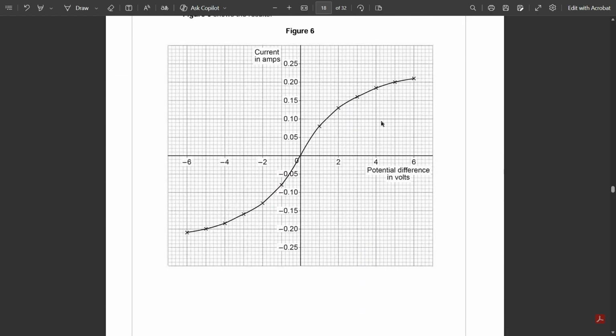So this would be the results of the potential difference in intervals of 1 volt. We measure the current, and we simply just have a little nice graph like that.